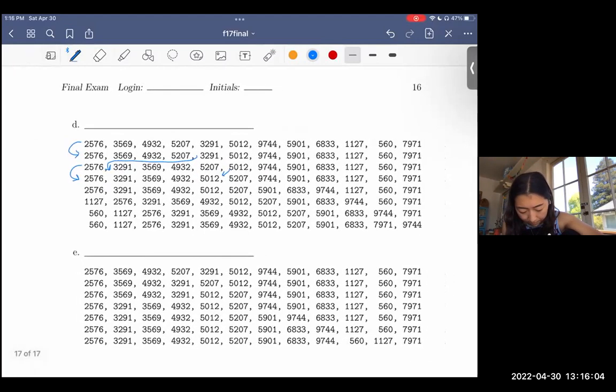Oh, 5901 moves back, right? And we see that also 9744 ends up here, and 6833 moves back there. Okay, and then we keep going and we keep going, and we see that eventually 560 sort of scoots all the way back, and so on and so forth.